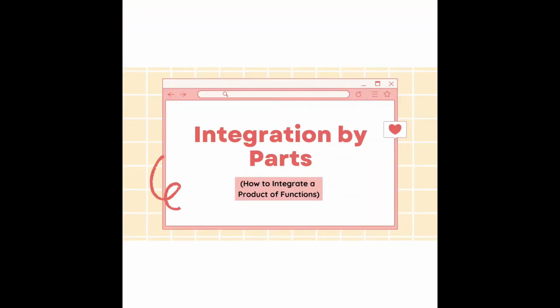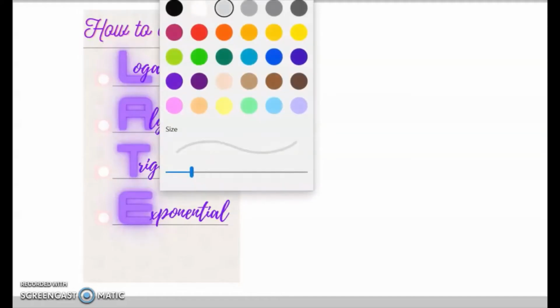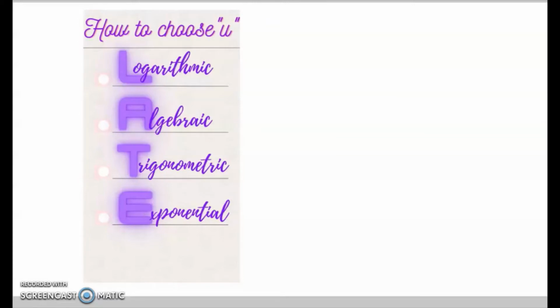Welcome back, learners! In this video, we're going to do integration by parts. This method teaches us how to choose the u that will make our solution shorter.